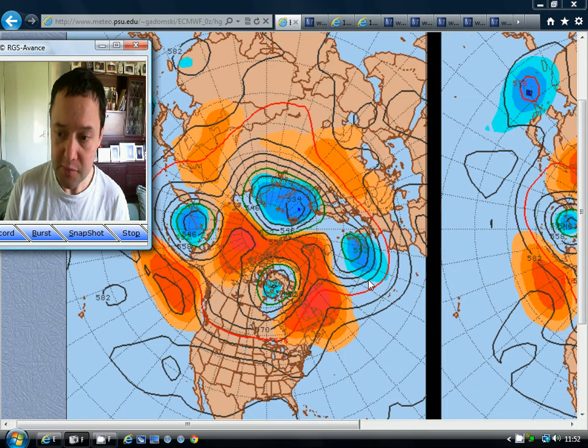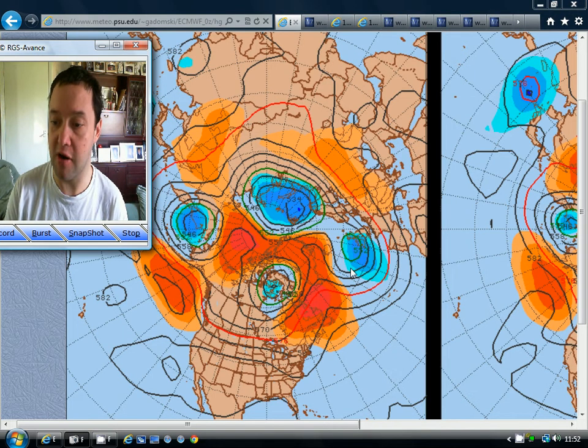So the blue colours here are representing below average heights, below average temperatures at 18,000 feet, and that's where we've consequently got low pressure. Where we've got the orange and red colours, that's where we've got above average temperatures at 500 millibars, and consequently that's where we've got the high pressure areas.